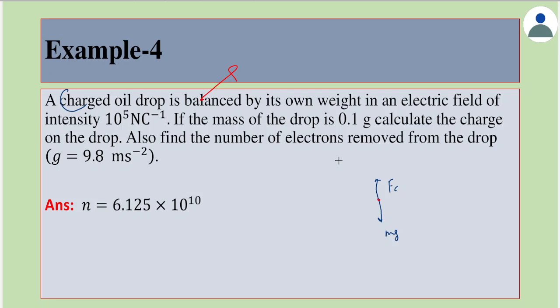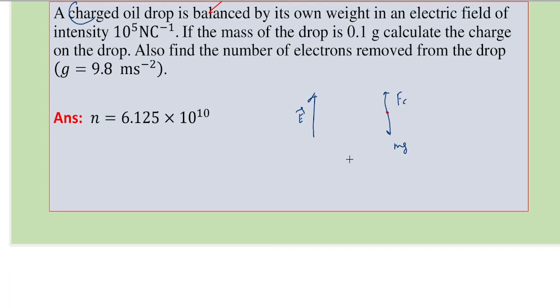Now the question says, find the number of electrons removed from the drop. If you want to find the direction of the electric field, since electrons are removed from the drop, this drop would acquire a positive charge. So the applied field would be in this direction. That is what is E. It's not required here to find out how E acts, but to understand, E acts in the up direction.